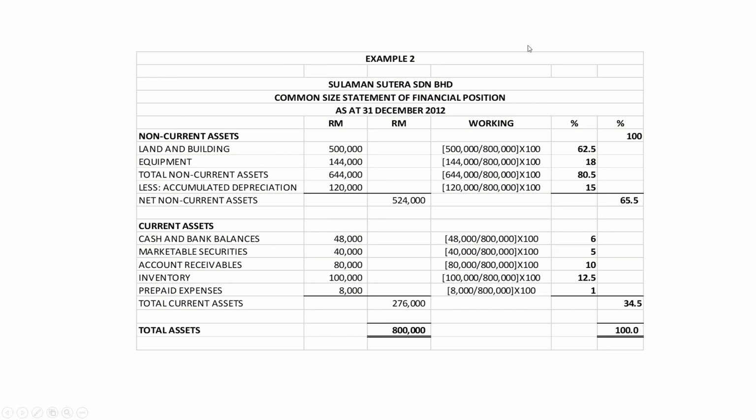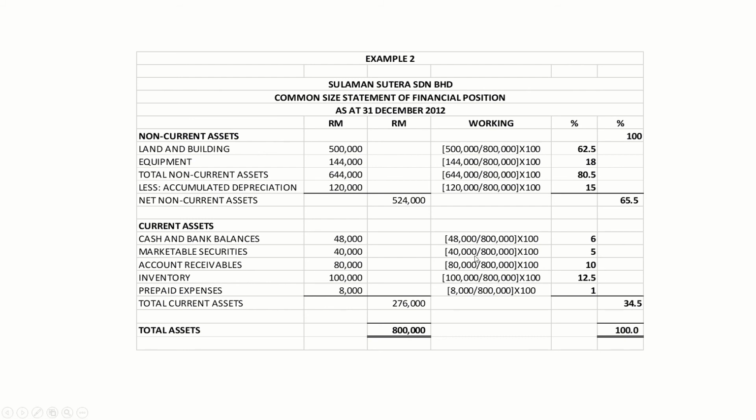Let's take the example of Sulaiman Sutera Sdn Bhd common size statement of financial position as at 31st December 2012. From the table, we can deduce that cash and bank balance represent 6% of the total asset, while marketable security represents 5% of total asset.